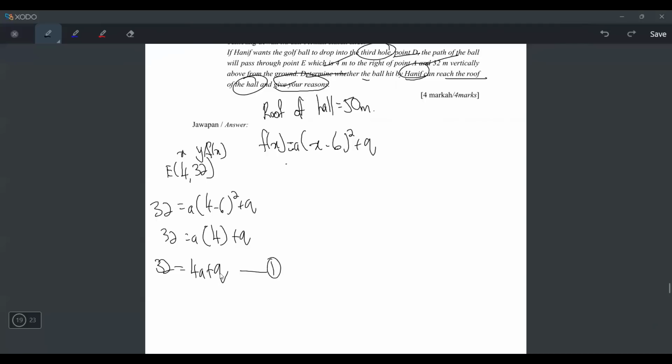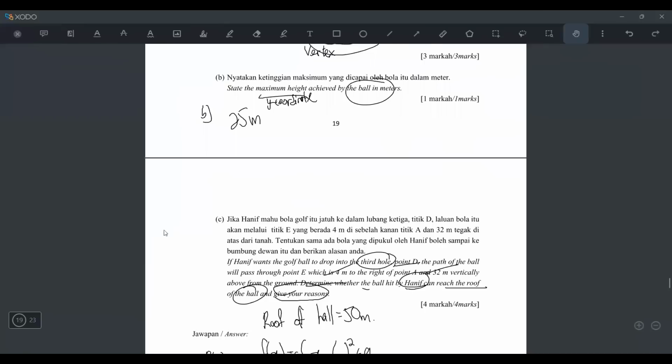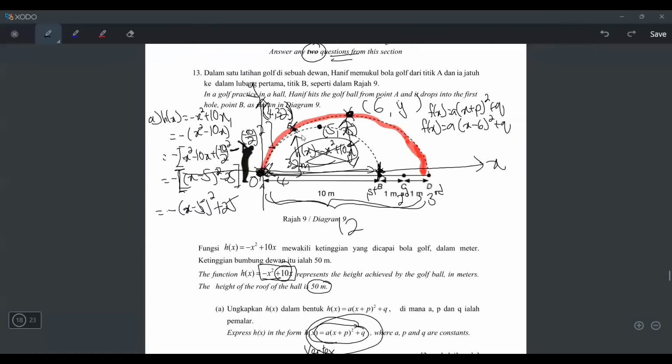I cannot continue yet because there are two unknowns. But look carefully, there's another point that we can use here. Because this red curve passes through point E, it also passes through point O, right? The origin, (0, 0). We already assumed the origin is (0, 0). We cannot use this one because this one is not complete.